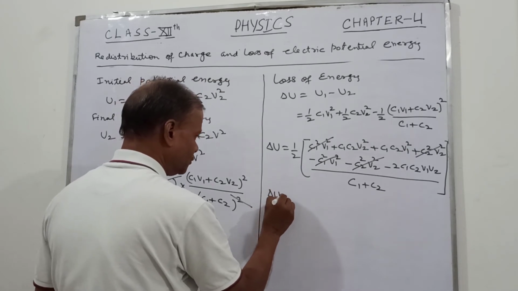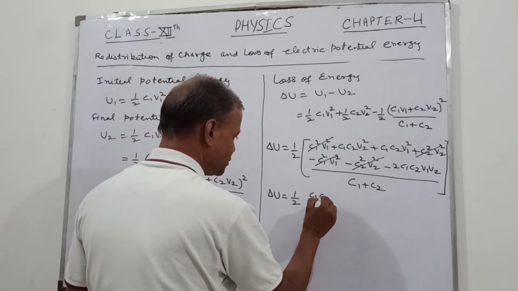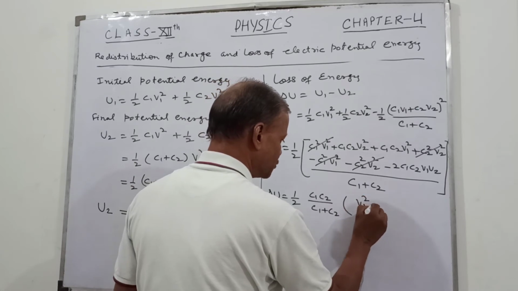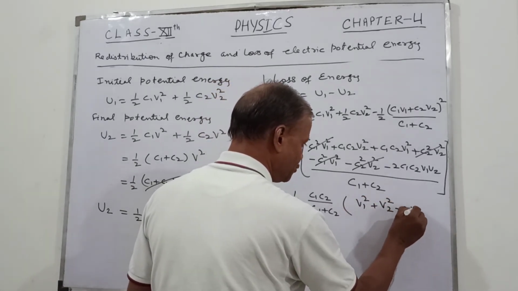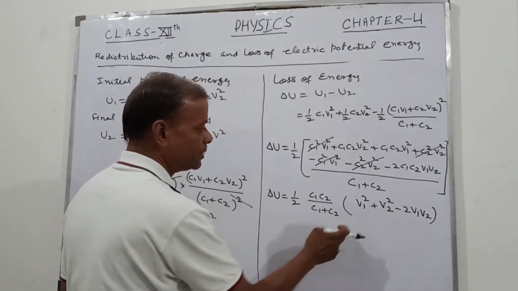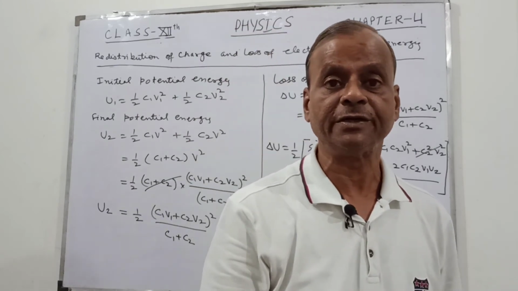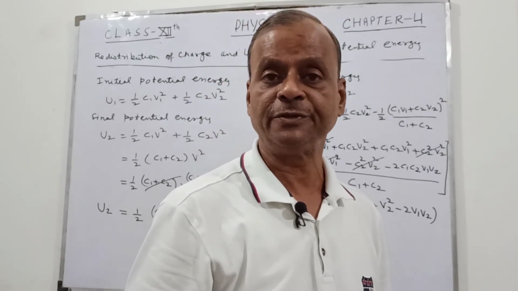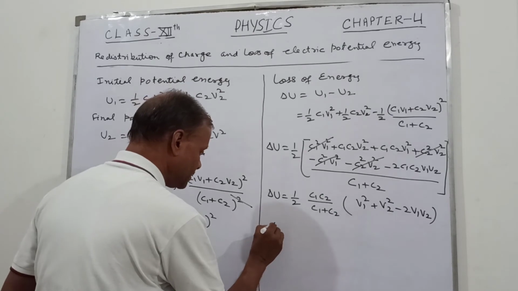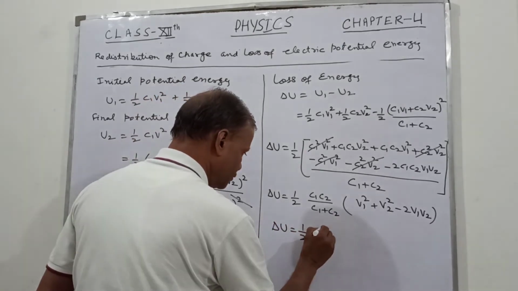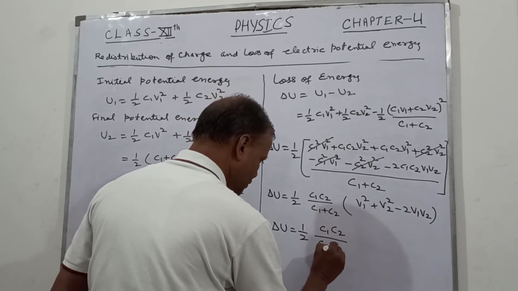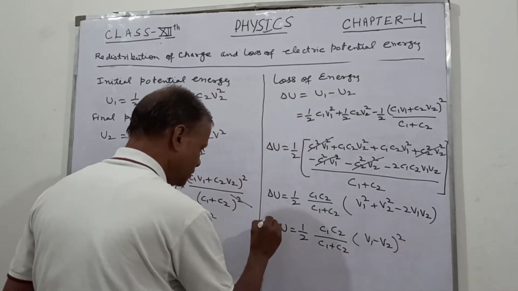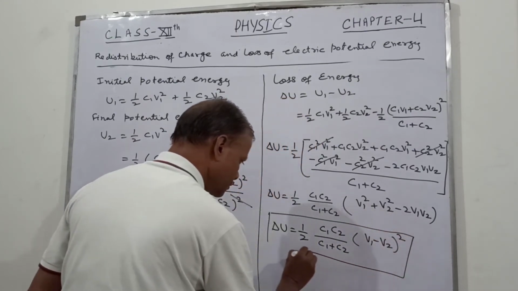So this delta U equal to 1 by 2 C1 C2 upon C1 plus C2, and what we have is V1 square plus V2 square minus 2 V1 V2. This is now whole square of V1 minus V2. Since we have taken that V1 is more than V2, so this is so much, and if we take suppose V2 is more than V1, then this will be V2 minus V1 whole square. So you see that this delta U is equal to 1 by 2 C1 C2 upon C1 plus C2 into (V1 minus V2) whole square. This is the loss in potential.